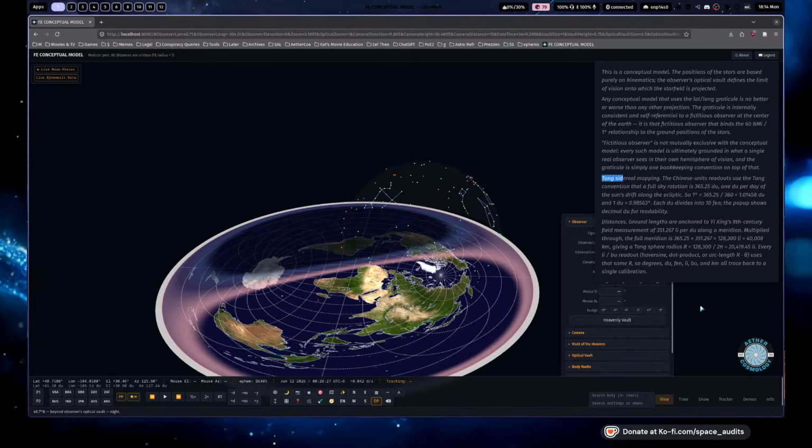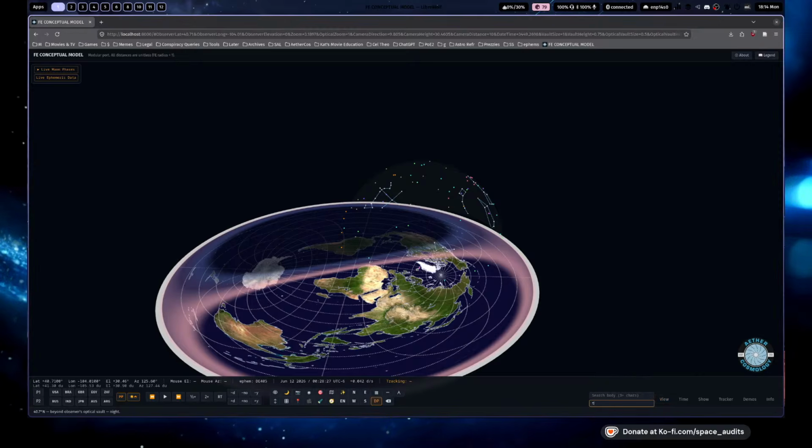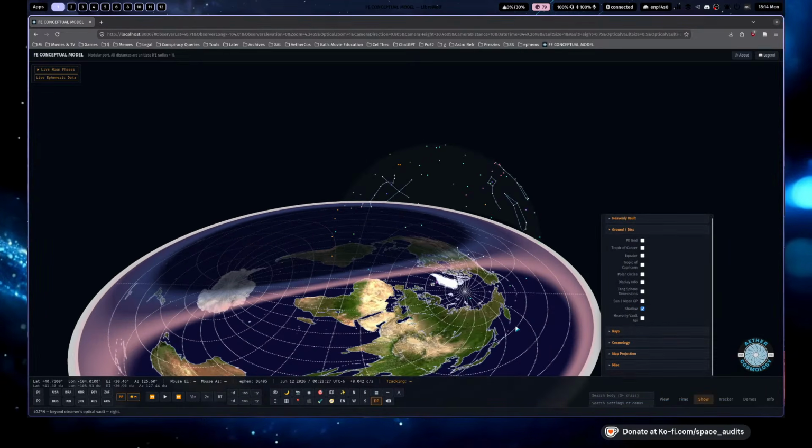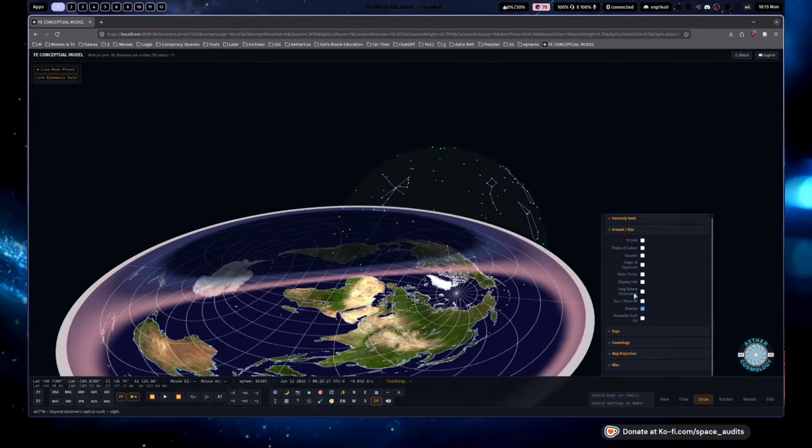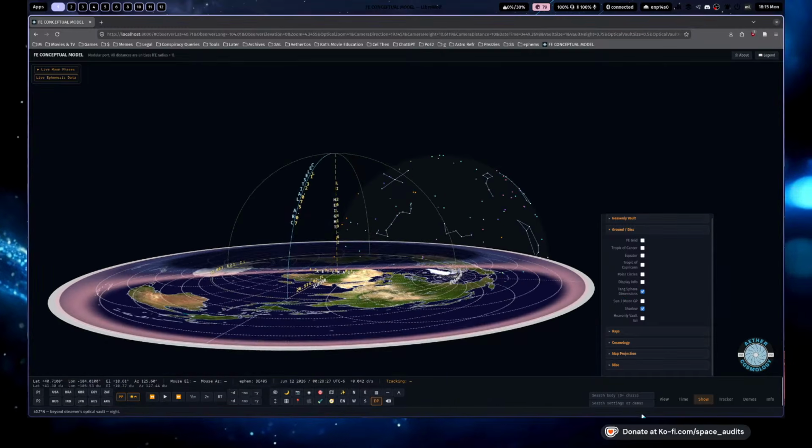So we have our own latitude and longitude that's made up of sidereal degrees as well, and then the distances are computed in li, and then we have the dimensions for the Tang radius. So the Tang dynasty is when that surveyor Zing or whatever did his work, he was working for them. So this would be the dimensions of their celestial sphere.